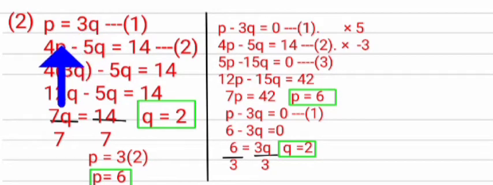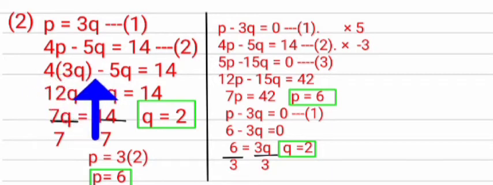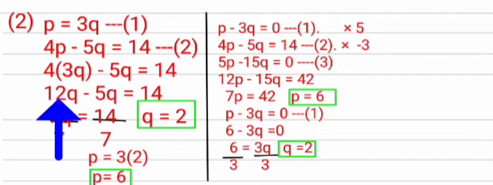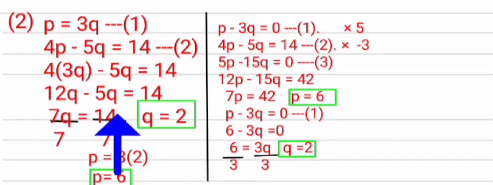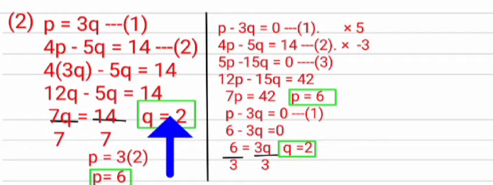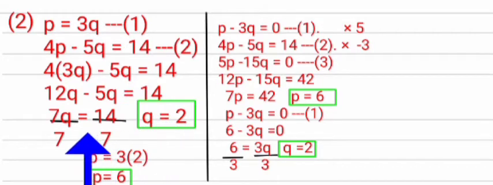So what we do is substitute this into equation 2. We're going to have 4 into bracket 3q close bracket minus 5q is equal to 14. We go ahead and expand this. We're going to have 12q minus 5q is equal to 14, and when we simplify, this will give us 7q is equal to 14. Divide both sides by 7 in order to make q the subject of formula. You get q is equal to 2.